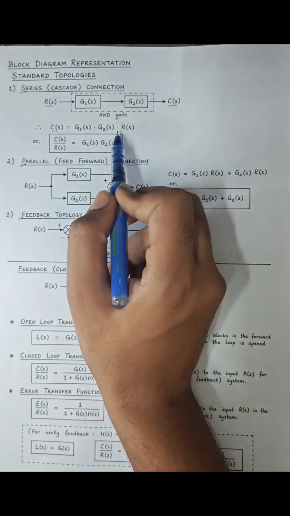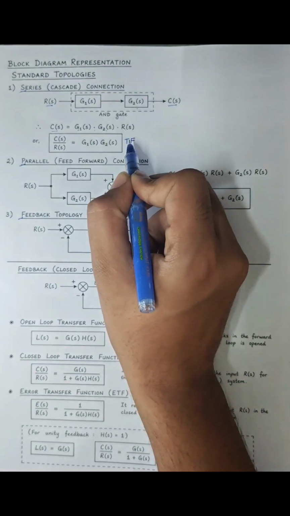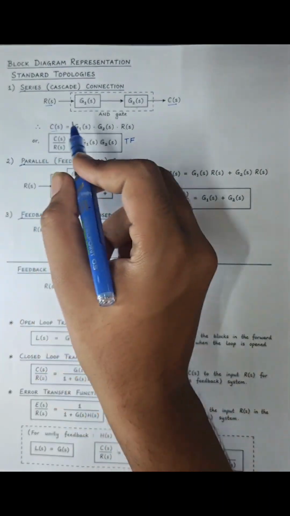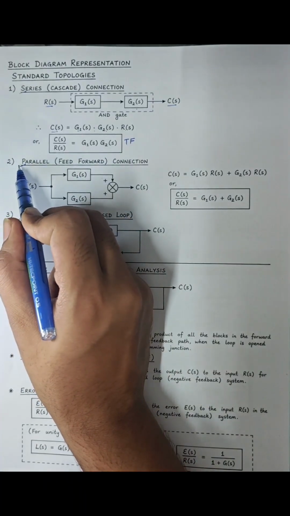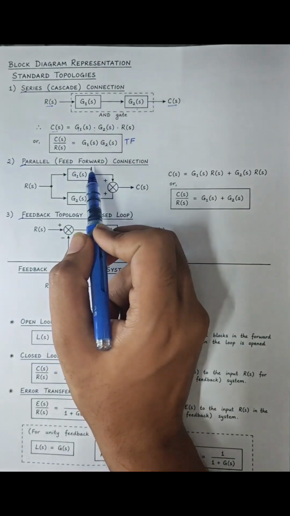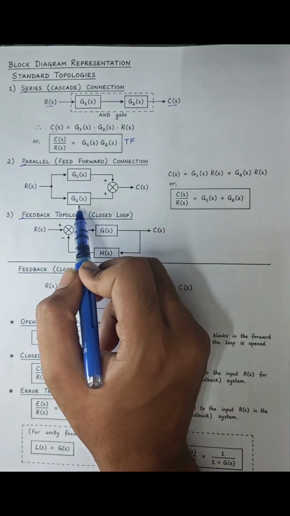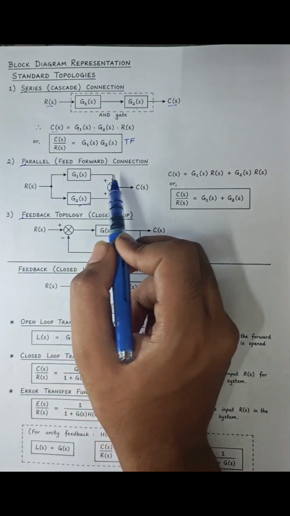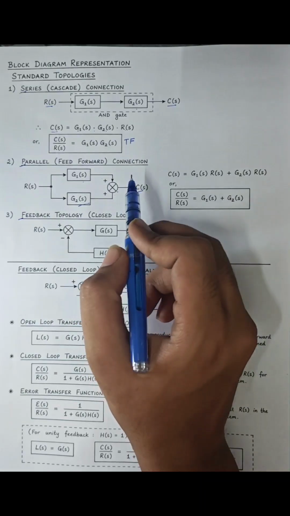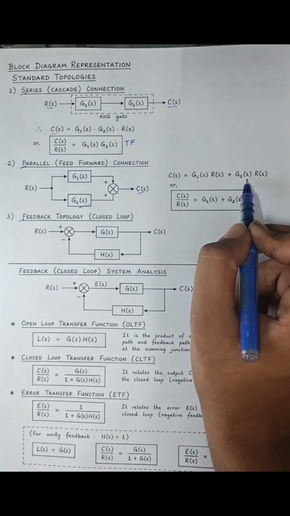So now we take C(s) by R(s), which will give us the transfer function. This transfer function equals G1(s) into G2(s). Now these are very basic terms of topologies. Next, the parallel topology, which is also known as feed forward topology. There is R(s) fed to two networks G1(s) and G2(s). This G1 and G2 are summed here and give us C(s). So there is a summation that gives us C(s). So C(s) equals G1(s) R(s) plus G2(s) R(s).